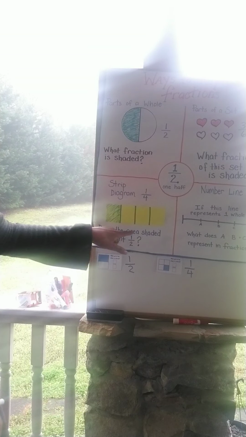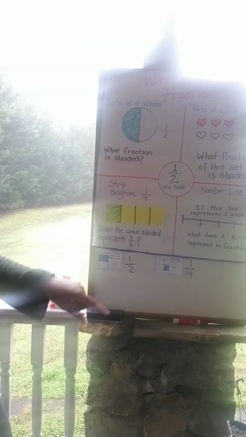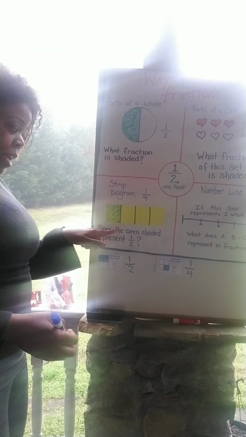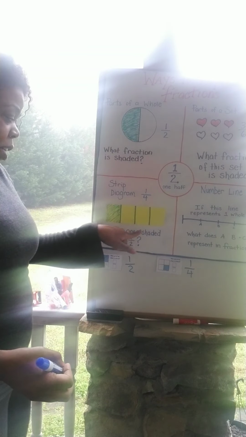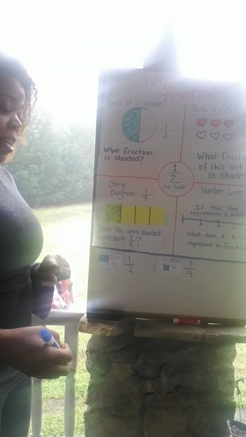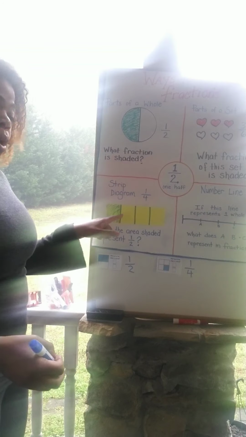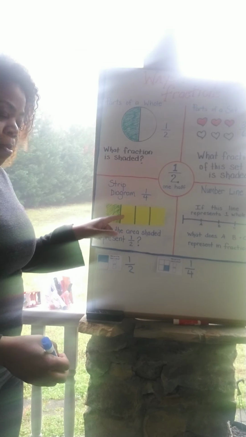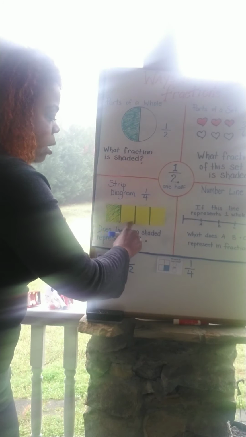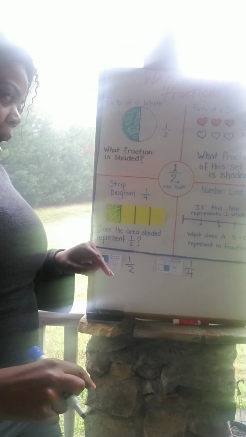Okay? Does this shaded area represent a half? I'm asking you that. Does it? No, it does not. We just went over that. It represents 1/4. What would we have to do to make it represent a half? We would have to color in another part. Then it would be a half, right?